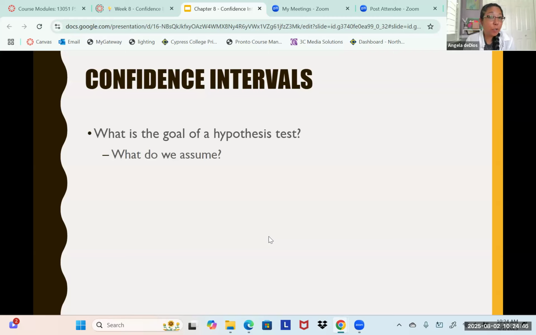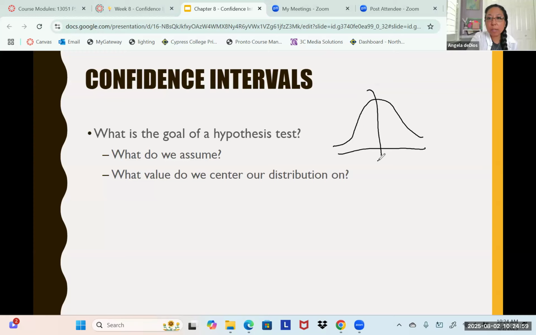We assume that the null hypothesis is true, and we center our distribution of sample means on the population mean that we know, right? We know the population mean, and so we center our distribution on that, and then we calculate standard error. Confidence intervals are different.